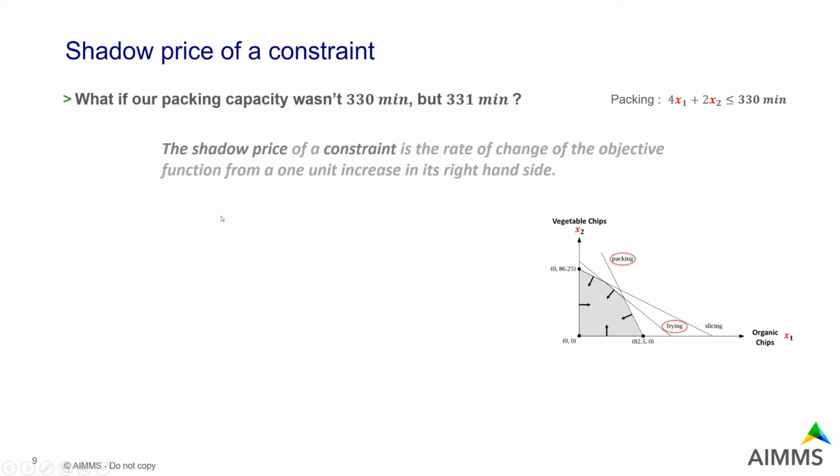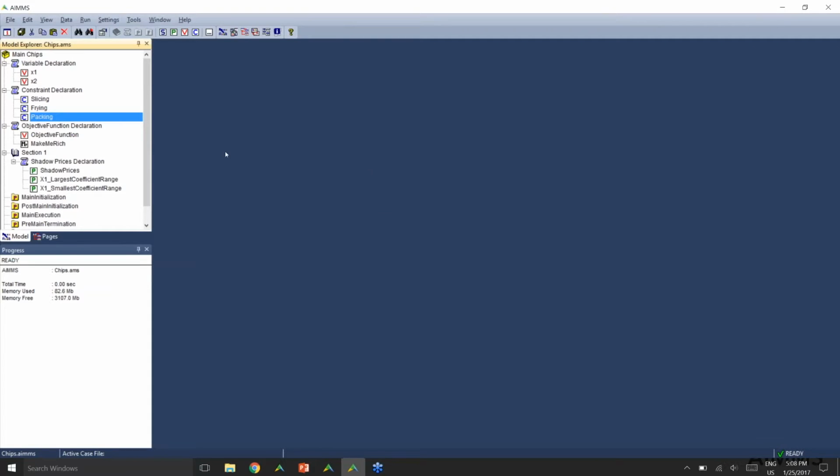The shadow price of a constraint is the rate of change of the objective function from 1 unit increase in its right-hand side, which means that the shadow price answers exactly this kind of question. If you change the packing capacity by 330 minutes, sorry, to 331 minutes, the increase in the objective function value will be known. So I will just show you in AIMMS how we could extract those shadow prices.